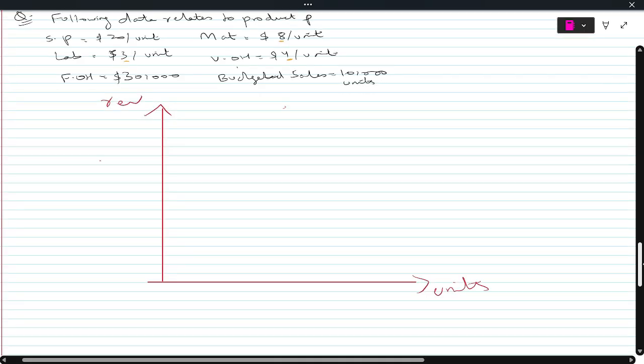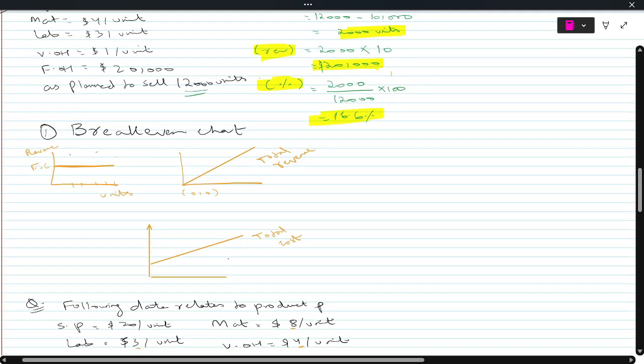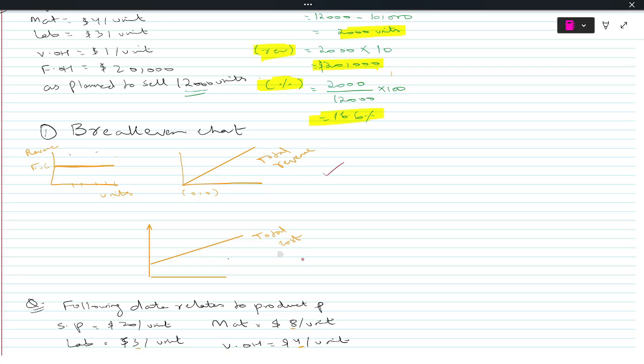Now remember that when it comes to the contribution chart, it has the same 2 lines. The first line being the total revenue line and the second one being the total cost line. What it does not have is a fixed cost line. Remember that contribution is before fixed cost, so that's why it does not have a fixed cost line. What it does have is a separate line of variable cost, right?